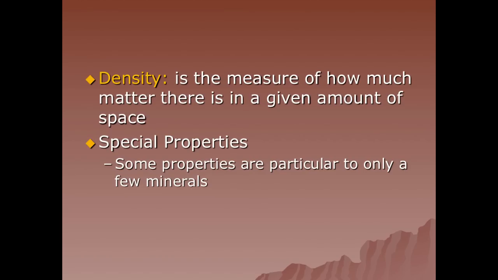All right, density, which is what we just got finished going over, is a measure of how much matter there is in a given amount of space. And then some minerals have special properties. Some properties are particular to only a few minerals. Like some can actually have a certain taste. They could taste salty. Some can actually glow under a black light because they're fluorescent. Some might be magnetic. There are many other special properties that some minerals can have.